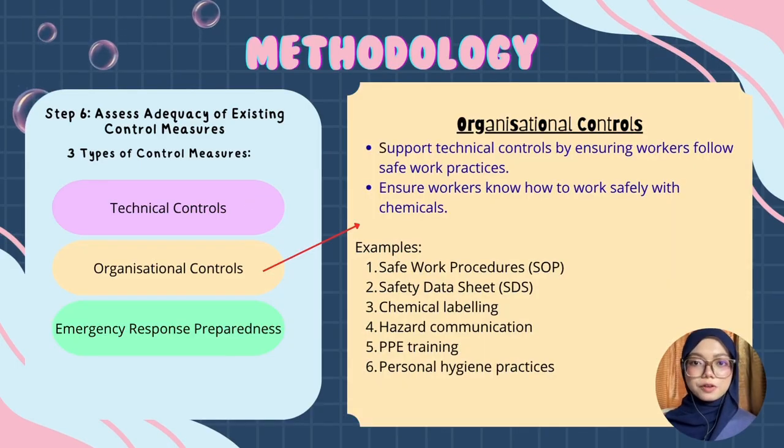The second type of control measure is organizational control. These controls support technical controls by ensuring that workers follow safe work practices every day. Examples include safe work procedures or SOPs, safety data sheets or SDS, chemical labeling, hazard communication and PPE training, and good personal hygiene practice. Even if a workplace has good equipment, accidents can still happen if workers are not trained properly. Therefore, providing information, instruction, and regular training is very important.